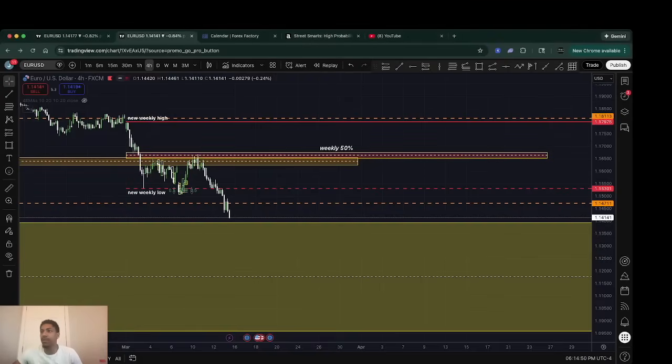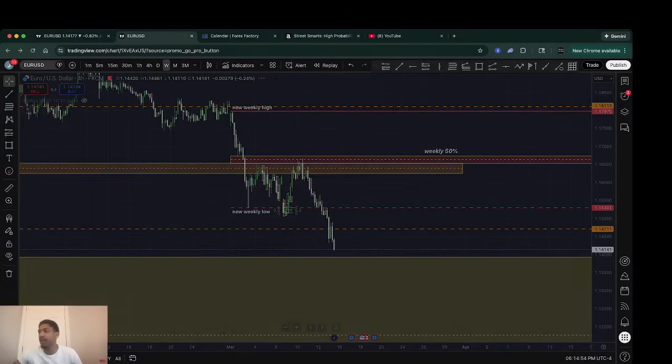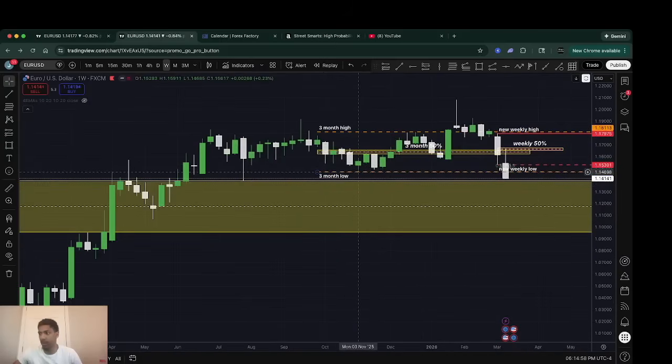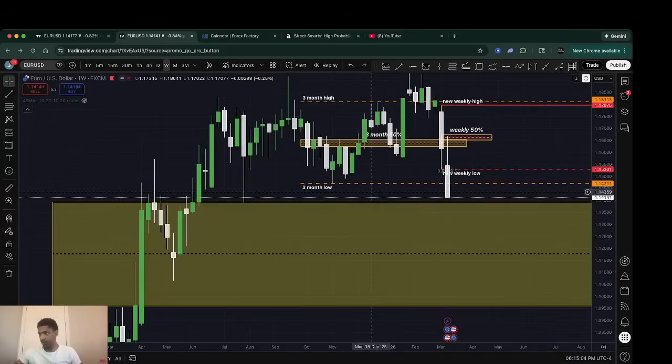Price broke out from the 50% equilibrium of the weekly, and we sold it going back down to the 3-month. This 3-month, that was the low of November 3rd, 2025. We went to that low. So I sold it down to there. I closed my profits right there. And then as you guys can see, price took a run.